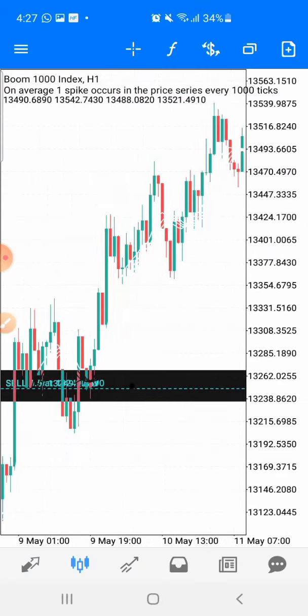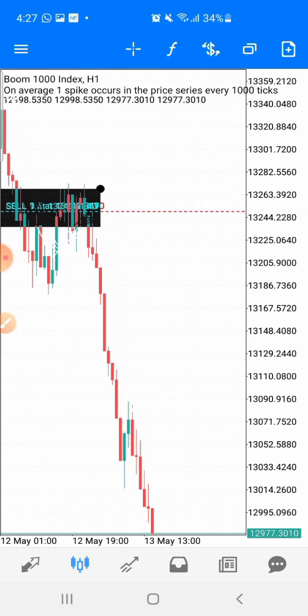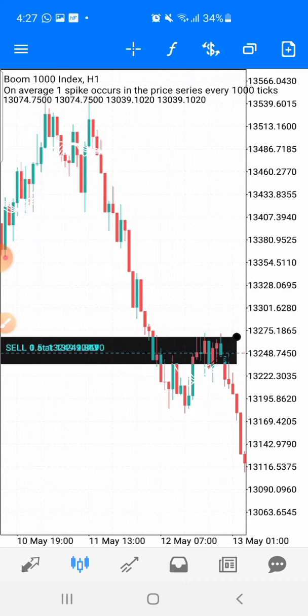You can see the same thing here. The same thing happened here when we entered that trade. You can see that entry, the position where I entered that trade, and you can see that massive drop. I was using 0.5 on this.